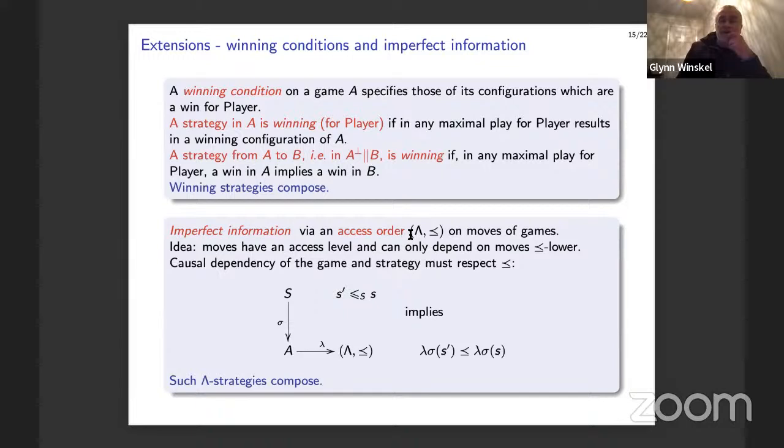So you can think of this as an access order, and then we can restrict the games and the strategies so that causal dependency respects the access order, and in this way restrict strategies to the access order. It turns out that such lambda strategies, which are with respect to an access order lambda, compose.